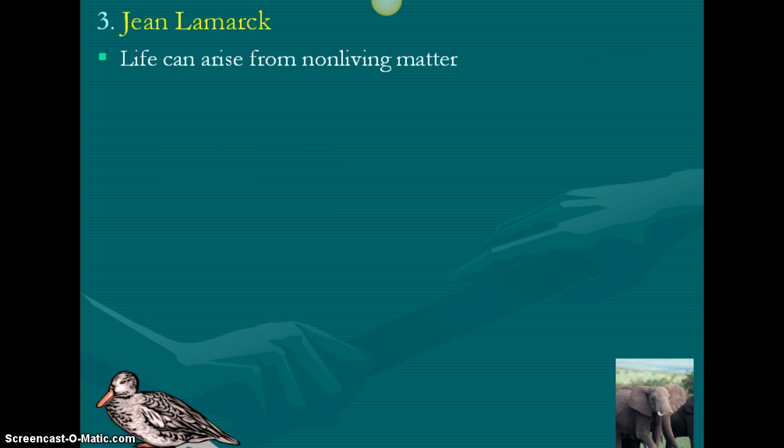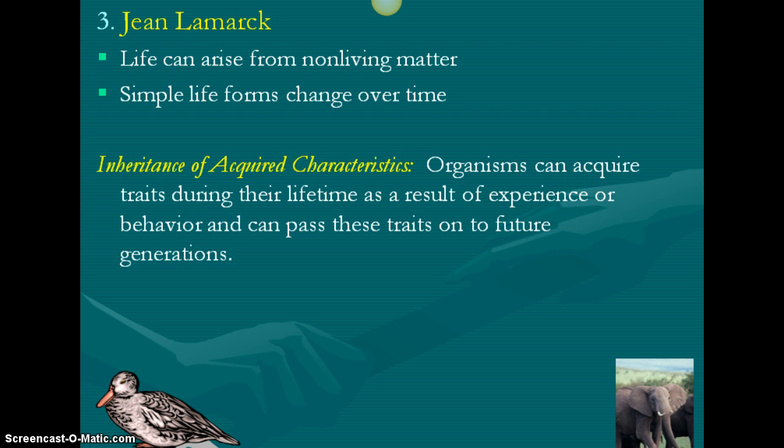Okay, number 3 is Lamarck. And Lamarck is going to be compared to Darwin a lot. So some of our things coming up will compare what Lamarck said to be true with what Darwin said to be true. So in Lamarck, life can arise from non-living matter. Simple life forms change over time. And then his big key thing is inheritance of acquired traits.